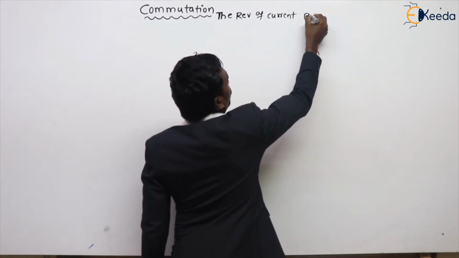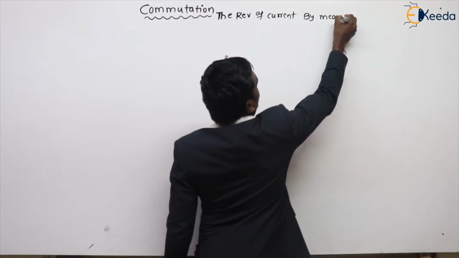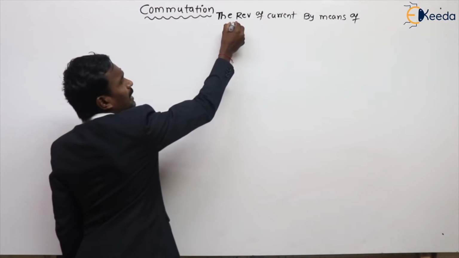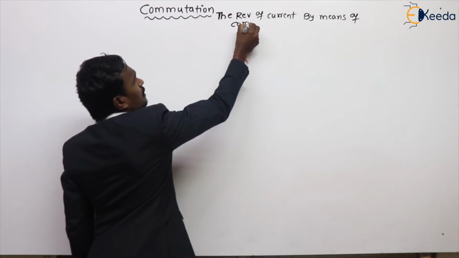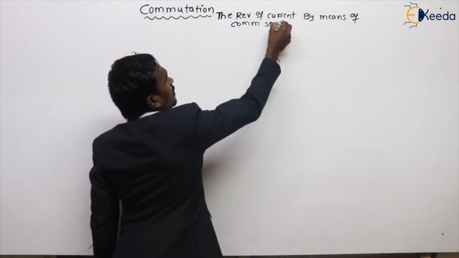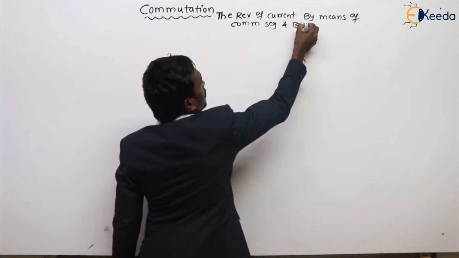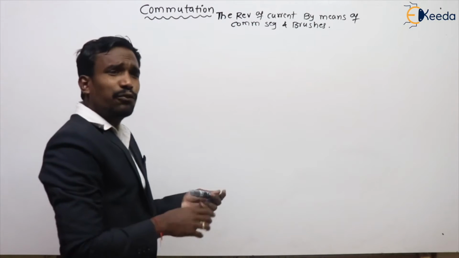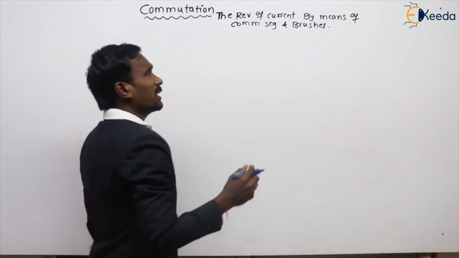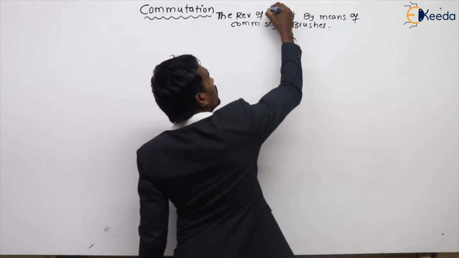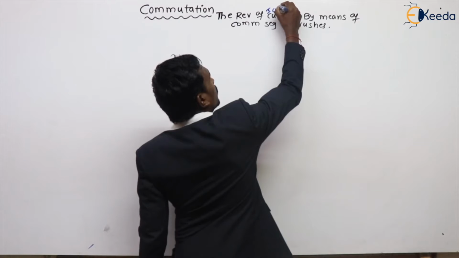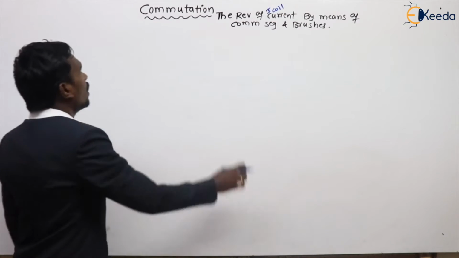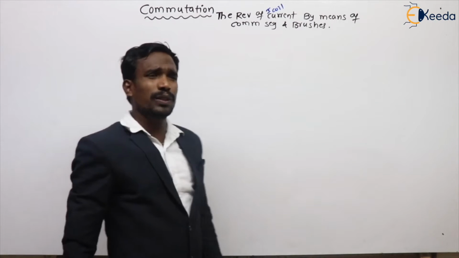by means of, what's that? By means of two things: one is the commutator segments and the other is brushes. That is called commutation. Reversal of what, sir? Reversal of current. What current, sir? Armature coil current. So commutation is nothing but AC to DC, DC to AC.